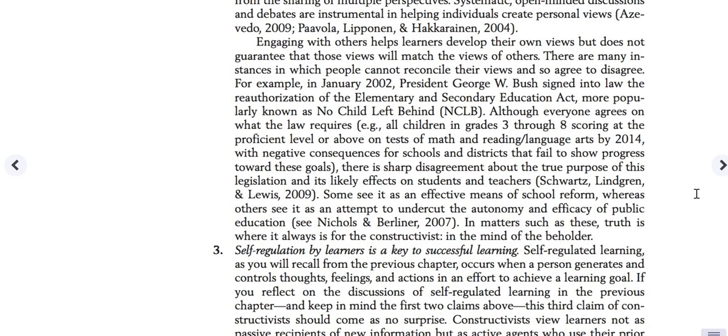For example, in January 2002, President George Bush signed into law the reauthorization of the Elementary and Secondary Education Act, more popularly known as No Child Left Behind. Although everyone agrees on what the law requires, for instance, all children in grades 3 through 8 scoring at the proficient level or above on tests of math and reading language arts by 2014, with negative consequences for schools and districts that fail to show progress toward these goals, there's a sharp disagreement about the true purpose of this legislation and its likely effects on students and teachers.